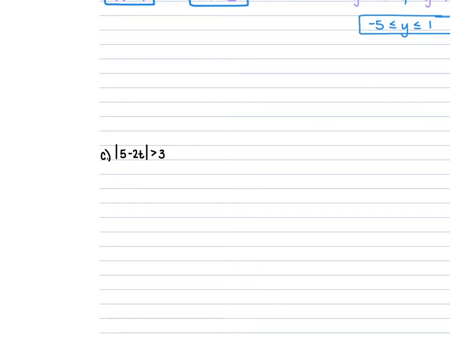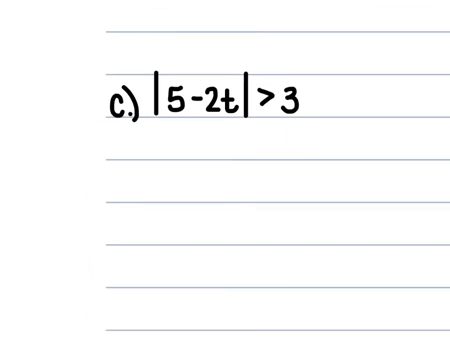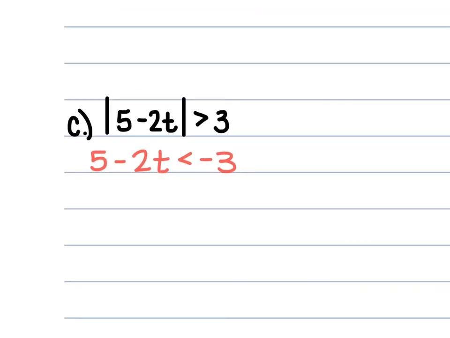And for C, we have the absolute value of 5 minus 2t is greater than 3. So again, there's nothing on the same side as that absolute value bar, so rewrite it as two inequalities. So 5 minus 2t is less than negative 3, as well as 5 minus 2t is greater than 3.